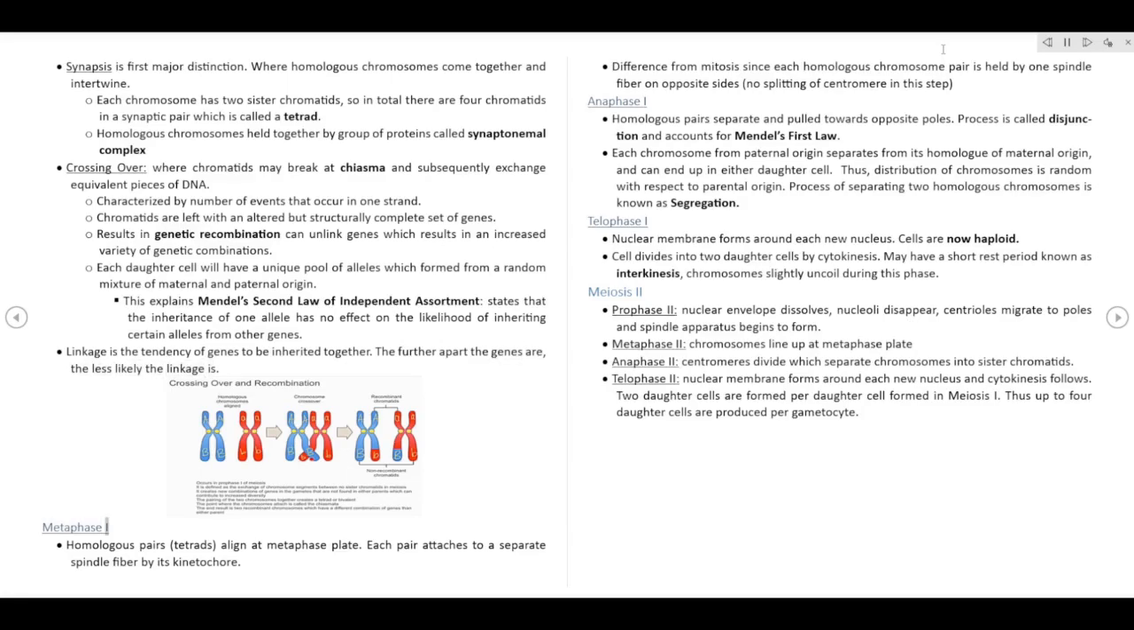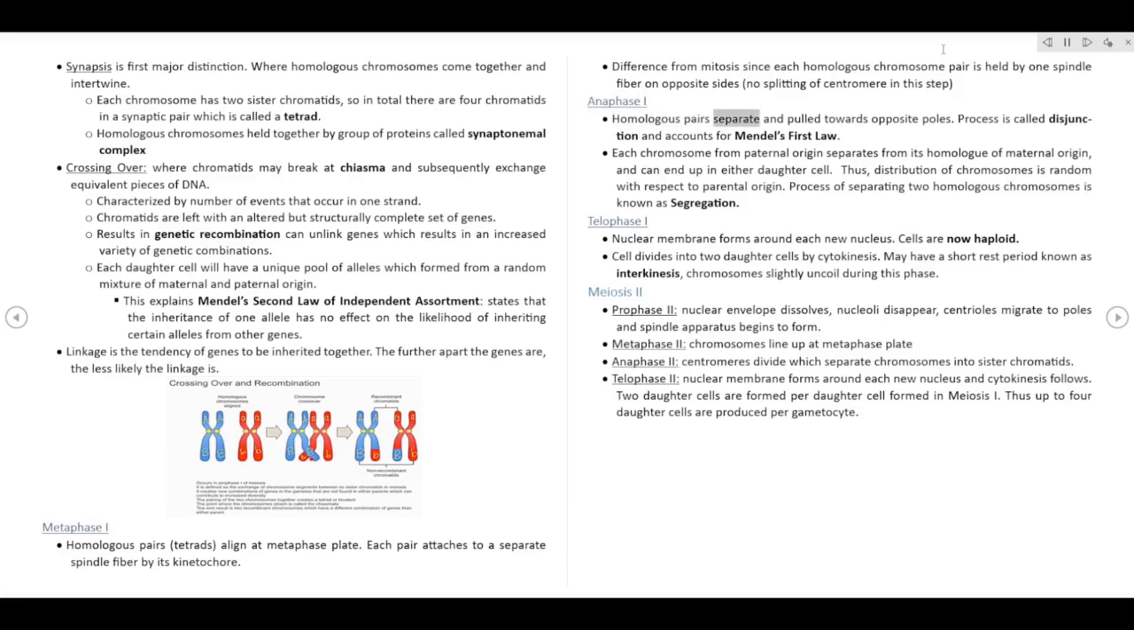Metaphase I. Homologous pairs, or tetrads, align at the metaphase plate. Each pair attaches to a separate spindle fiber by its kinetochore. This differs from mitosis, since each homologous chromosome pair is held by 1 spindle fiber on opposite sides, with no splitting of the centromere in this step.